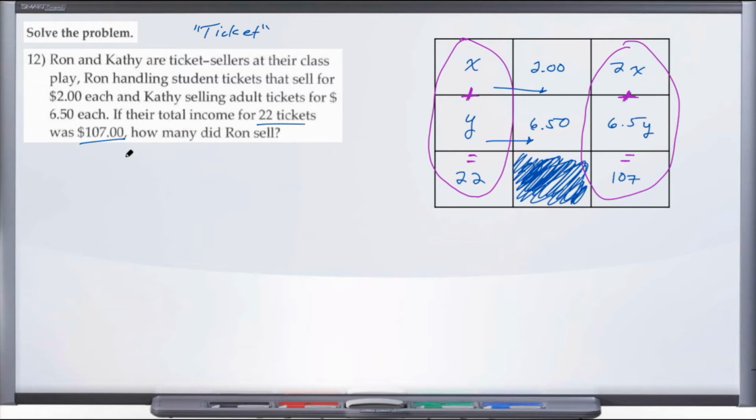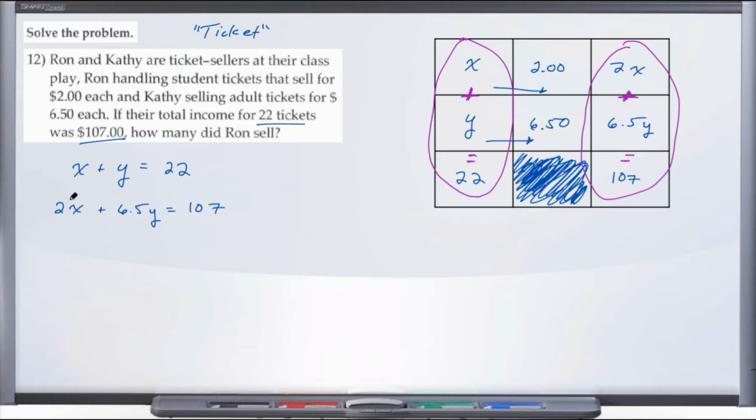And so let's pull this information out. So we have X plus Y equals 22, and 2X plus 6.5Y equals 107. All right, and here again, we've got ourselves a system of equations, don't we, that we can solve either by elimination or substitution. You're going to get the same answer either way. So whichever method you're more comfortable with, go ahead and solve that way. All right, I think we'll go ahead and solve this one by elimination.